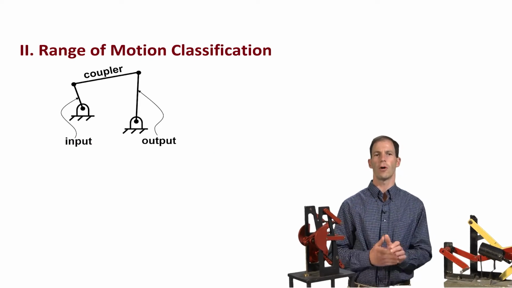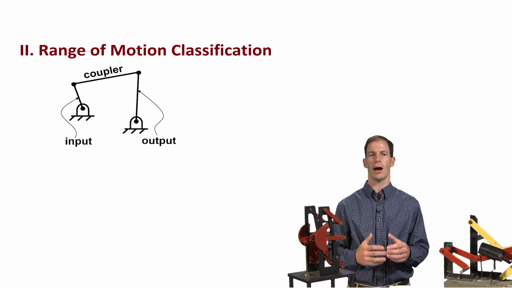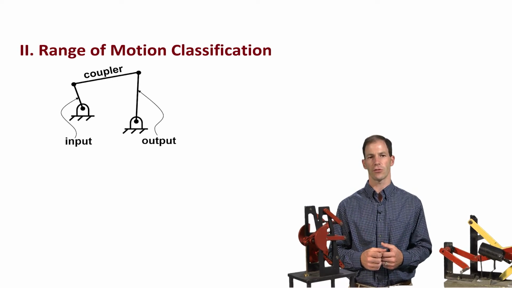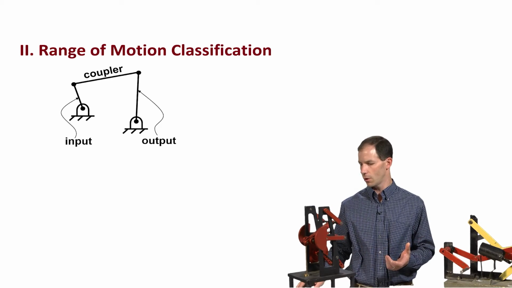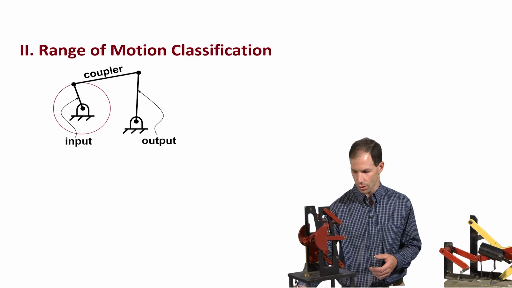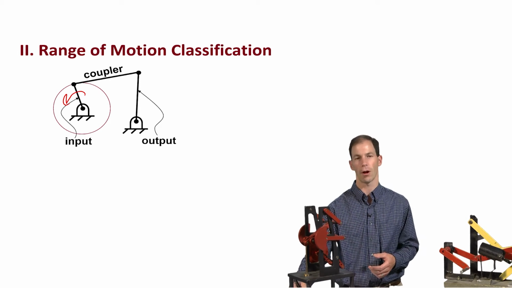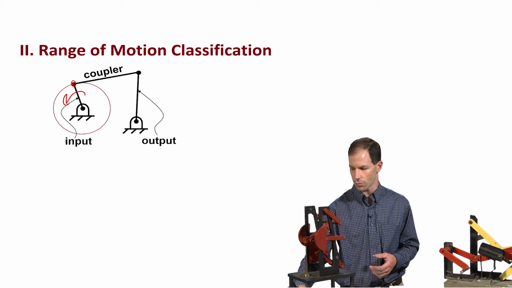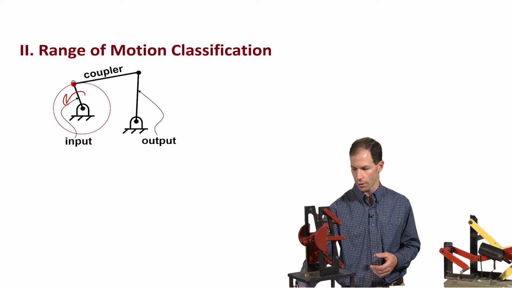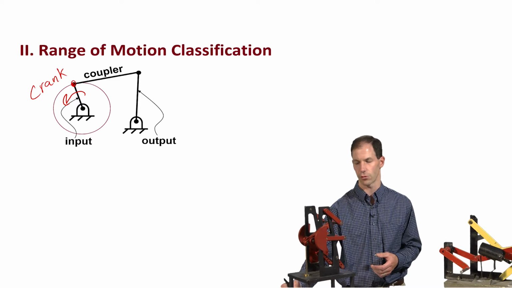So in a range of motion classification, I'm interested in how does the mechanism move. And you'll look at what I have sketched here for a simple 4-bar. I've got an input link, which if I started rotating it, you can imagine that it would make a complete revolution and follow that moving pivot right there along that circular arc. Well, we happen to call this a crank because it makes complete revolutions.